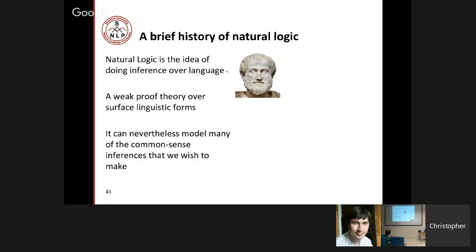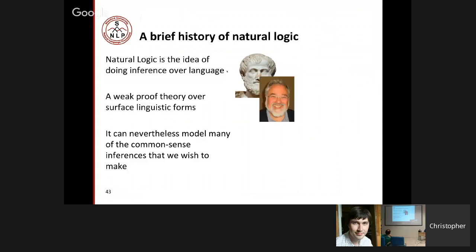So if you look at natural logic, this is really where logic started with Aristotle. So if you've seen Aristotle's syllogisms like Socrates is a man, all men are mortal, therefore Socrates is mortal, that's doing inferences directly over human language. So that's a form of natural logic.